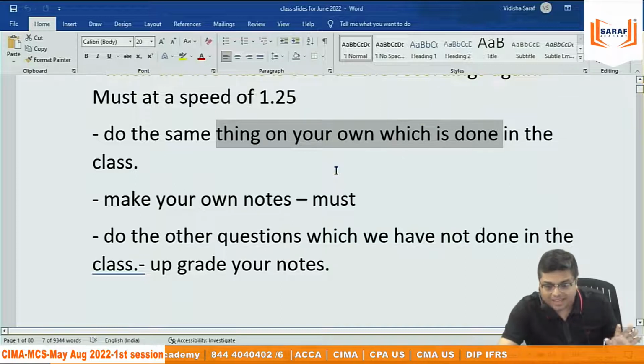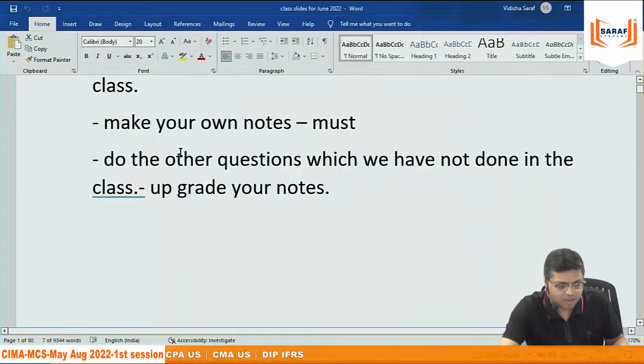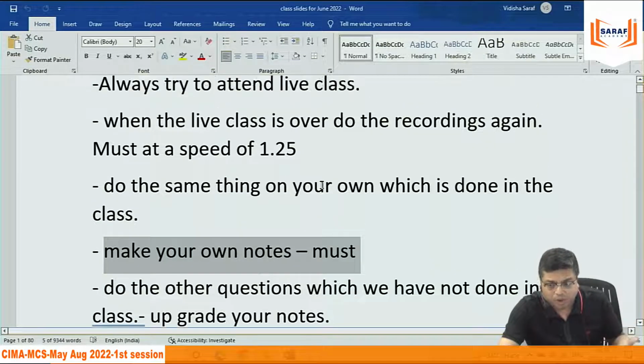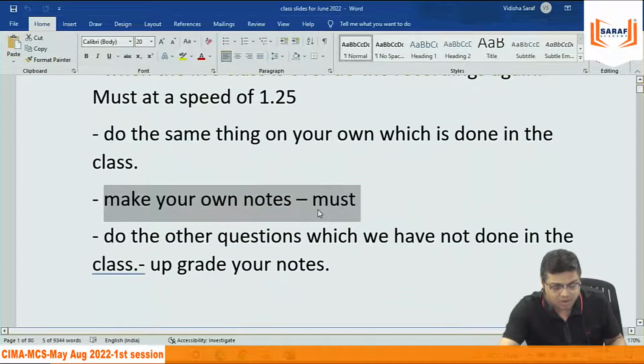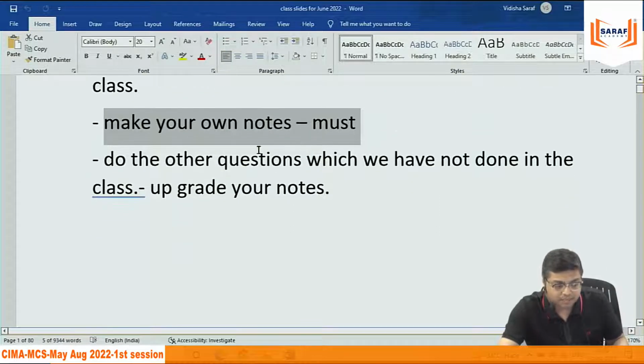On your own means in writing, on a Word file, Excel file, whatever, depending upon the requirement. Then after solving on your own, you will find many places with problems, even though you did the live class and recorded class. Even though you have done it twice, you will still find problems. Make your notes on your understanding. And then if you find, you can do some other questions also.